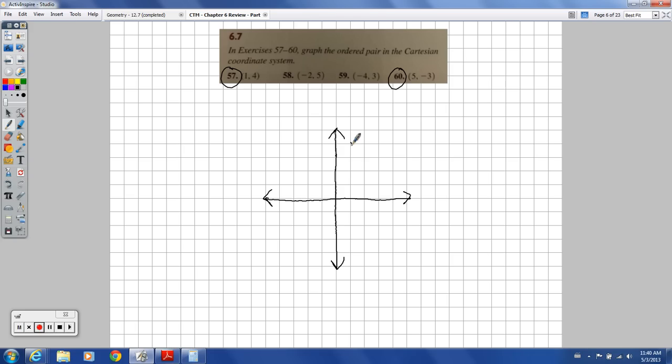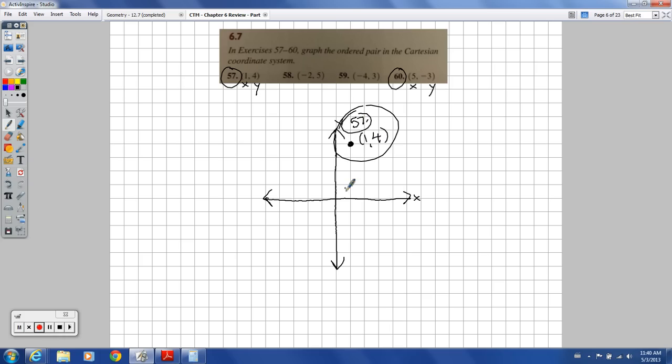And I've got 1, 4, that's a point right there. So this is my x, this is my y. The x always comes first and then the y. So to do your x, do the run part first. So this is 1, and then up 4. You've got a point here at 1, 4. So this is number 57 right here.